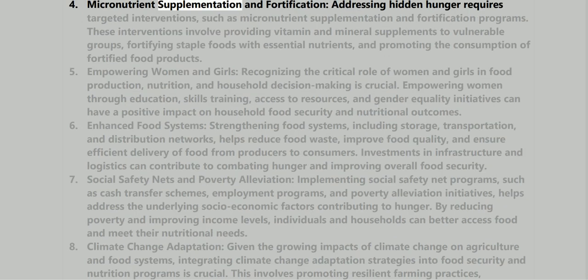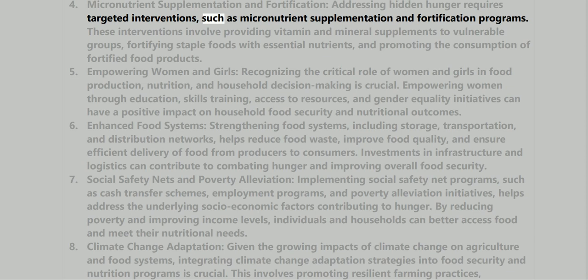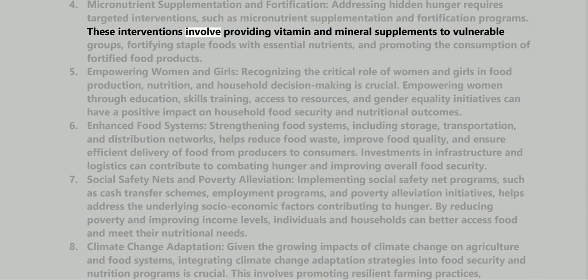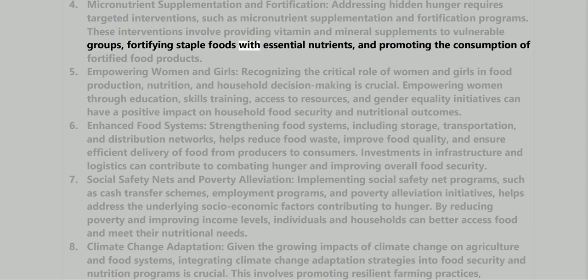4. Micronutrient supplementation and fortification. Addressing hidden hunger requires targeted interventions, such as micronutrient supplementation and fortification programs. These interventions involve providing vitamin and mineral supplements to vulnerable groups, fortifying staple foods with essential nutrients, and promoting the consumption of fortified food products.